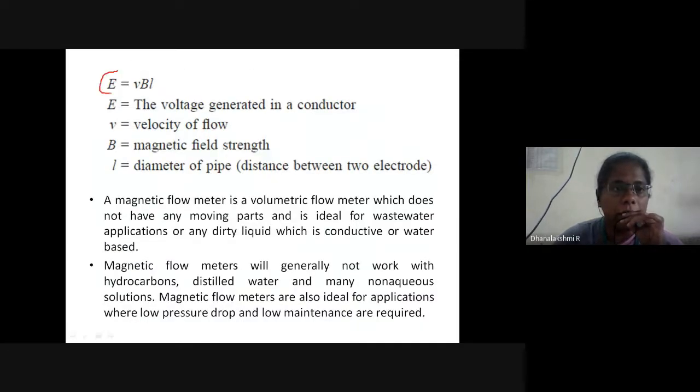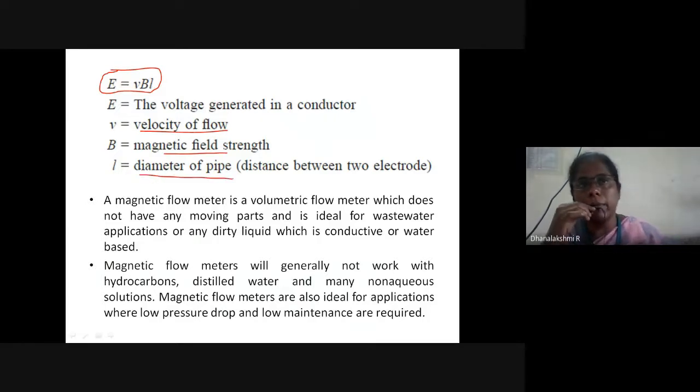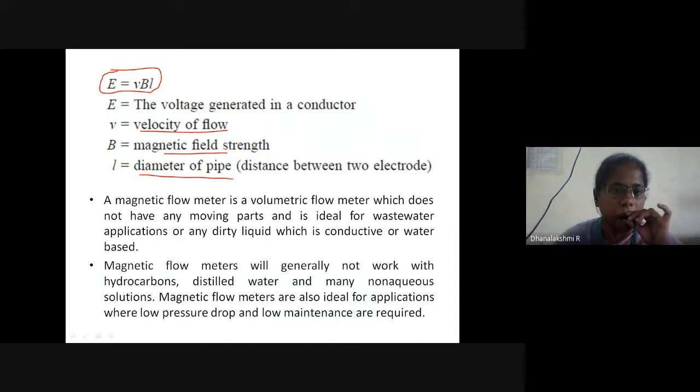The EMF induced in the electrodes will be BLV, where V is the velocity of flow, B is the magnetic field strength, and L is the diameter of the pipe. Since the conductor is moving at velocity V, the magnetic field strength of the field coil is B, and the diameter of the pipe is L, based on this BLV we have the EMF induced, and that EMF can be measured.